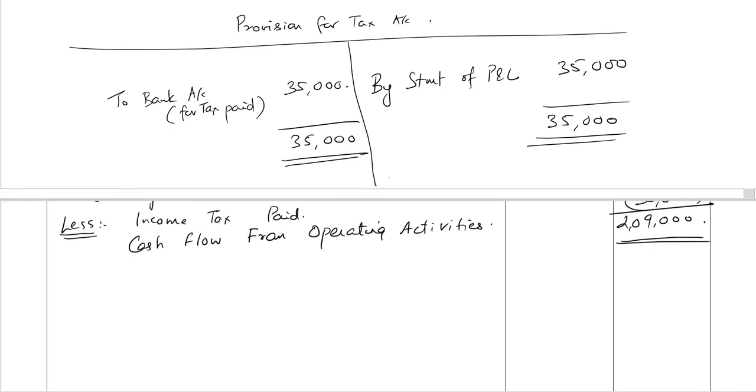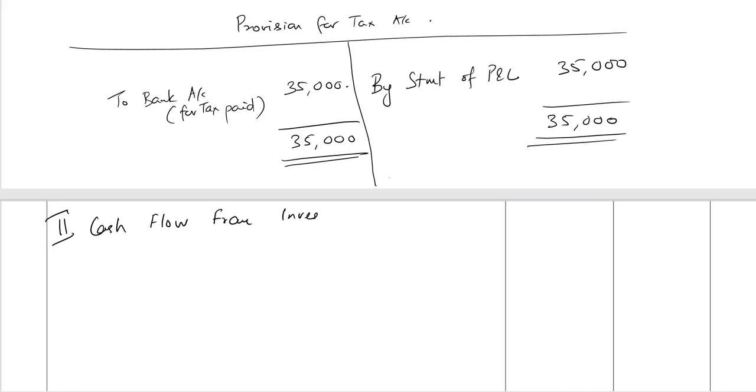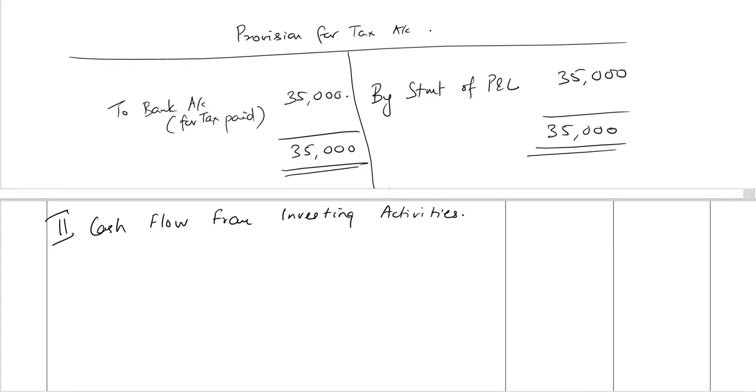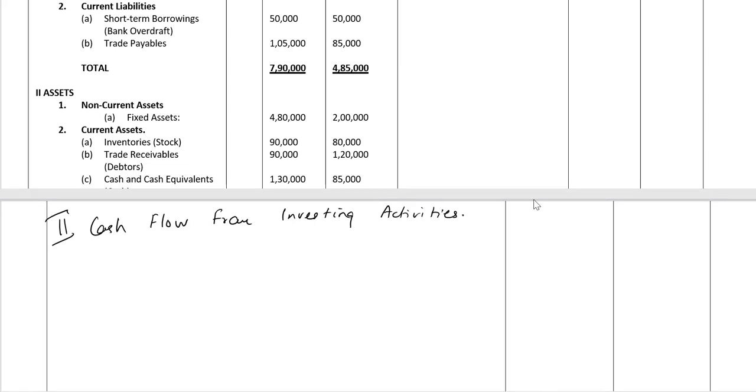Let's move on to Roman number 2, cash flow from investing activities. We'll check out whether there is any purchase and disposal of fixed assets or investments. There is a purchase of fixed assets for rupees 2,80,000. 2 lakh opening balance has gone up to 4,80,000 rupees. So there's a purchase of fixed assets.